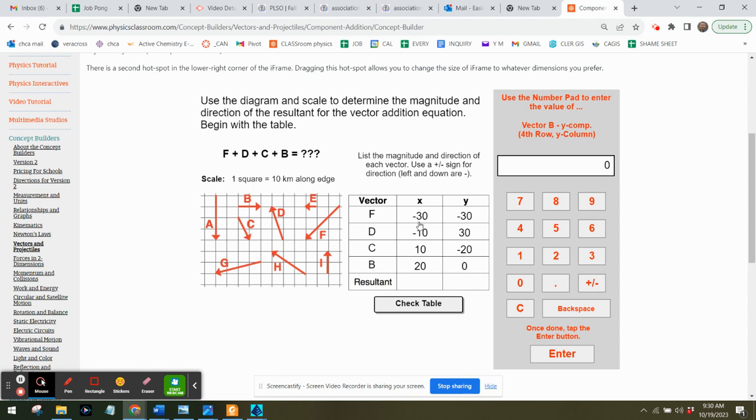Now the resultant vector is the sum of these. So if you take negative 30 plus negative 10 plus 10 plus 20, you're going to end up with negative 10. And if you take negative 30 plus negative 20 plus 0, you're going to end up with negative 20. I always hit that wrong. And we can check this.